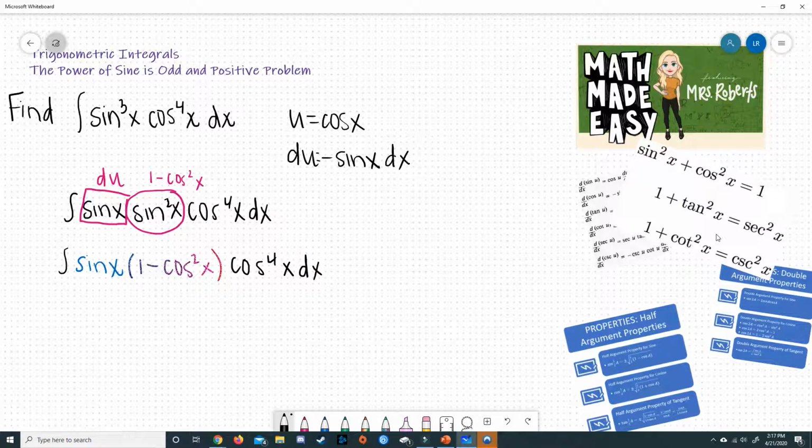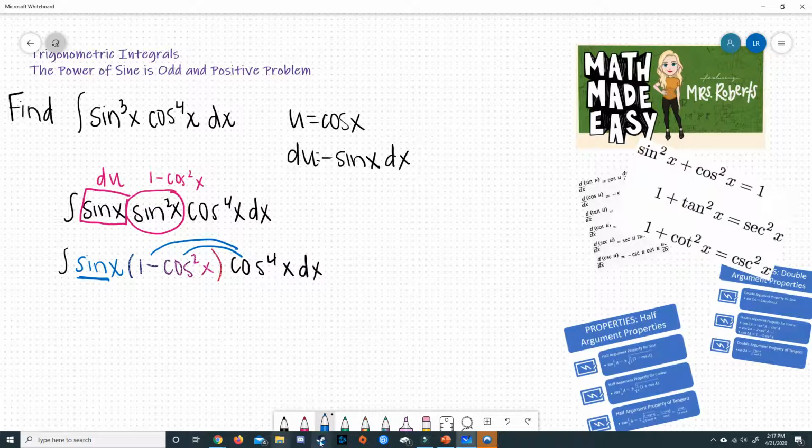Well, this is still pretty ugly. How the heck do I take the integral of this? Well, this is still reserved. We aren't going to mess with that guy. But let's distribute this in. Let's distribute this like that.